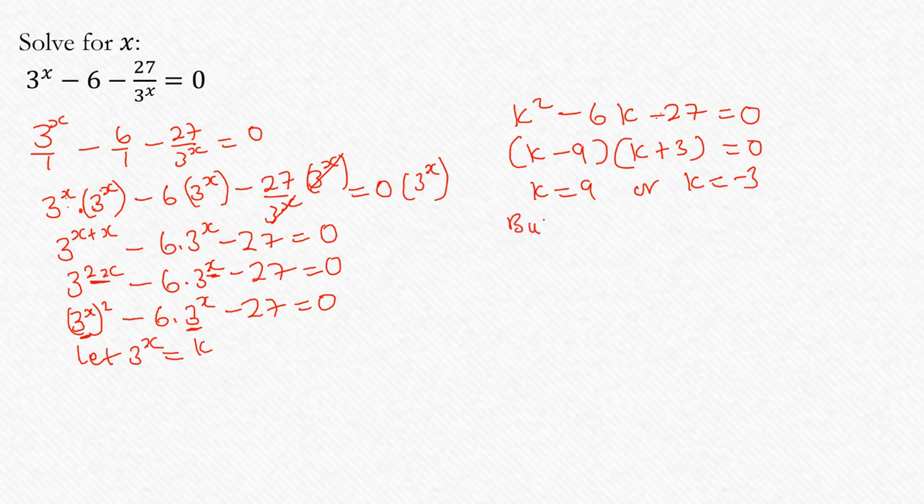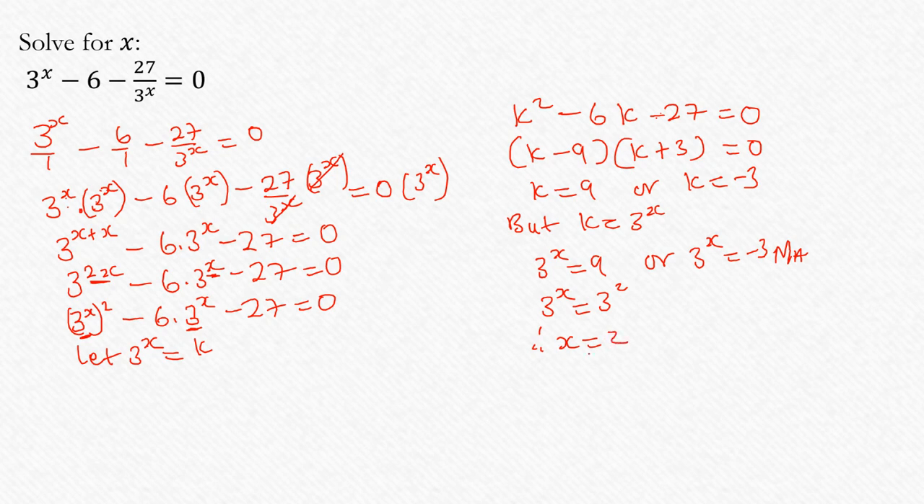But remember, k is equal to 3 to the power x. And so it means 3 to the power x is equal to 9 or 3 to the power x is equal to negative 3. Right, you can't have a positive base raised to an exponent and give us a negative number, so it's impossible here. So this one is out. So remaining 3 to the power x is equal to 3 squared. Therefore, x is equal to 2.